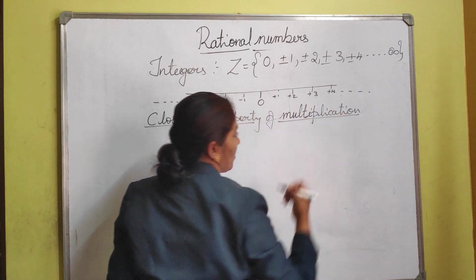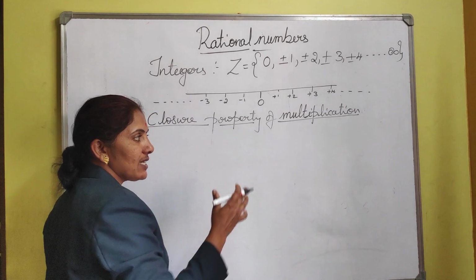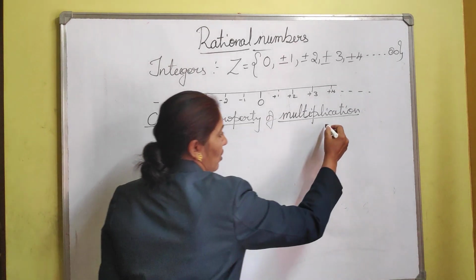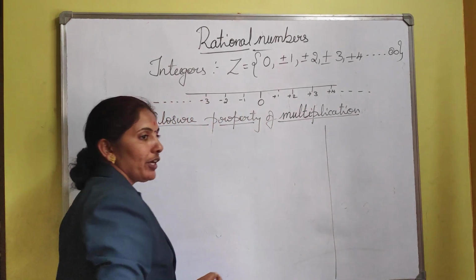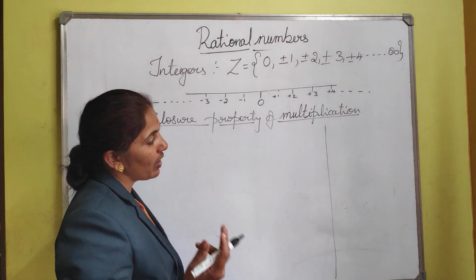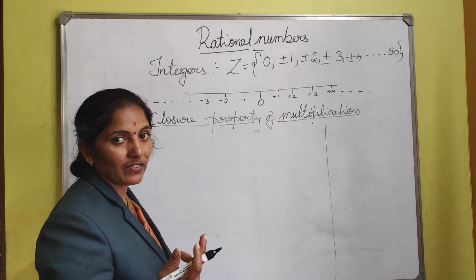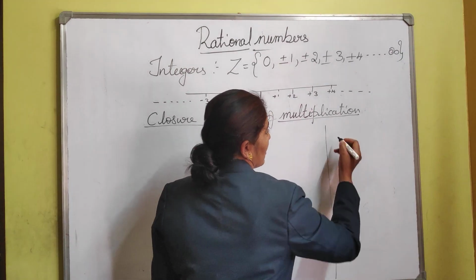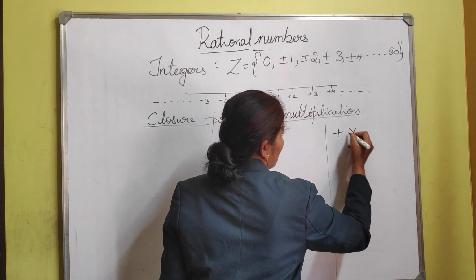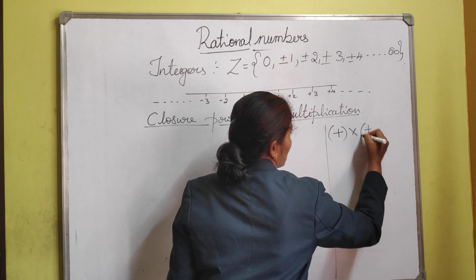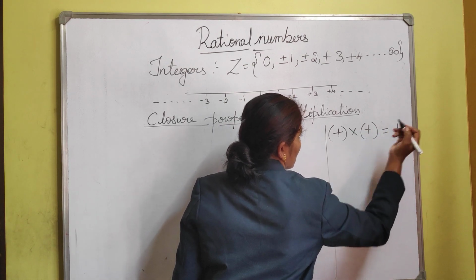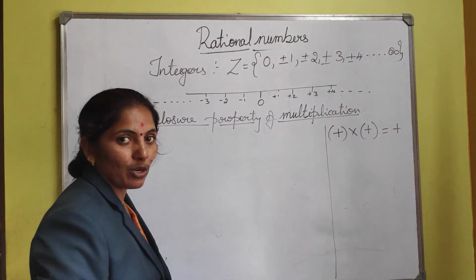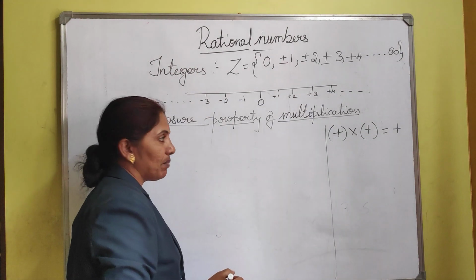What is this closure property of multiplication? First I'll make you recall the product of the signs: what do we get when we find the product of negative signs and positive signs? Positive into positive, again it is positive. You have to keep this in your mind before doing any multiplication.